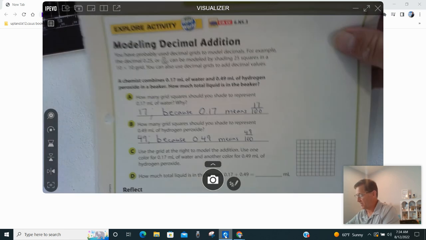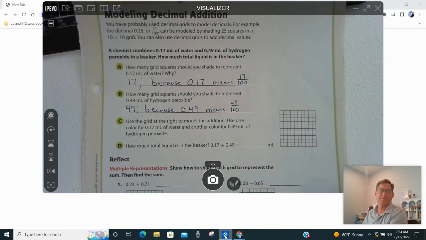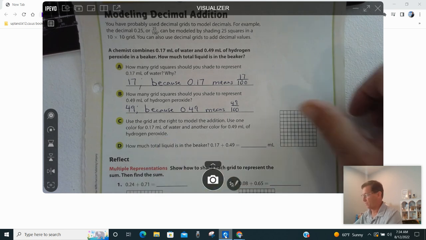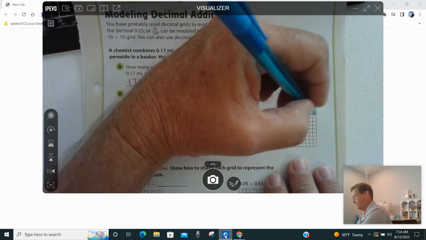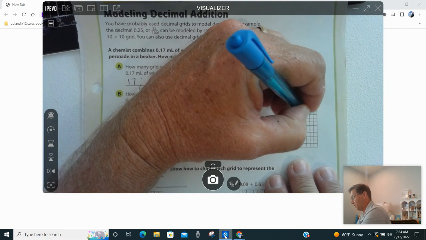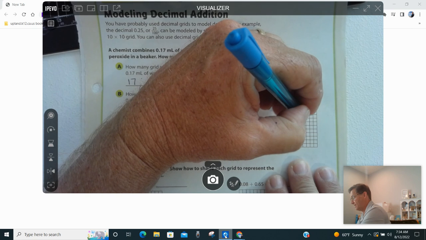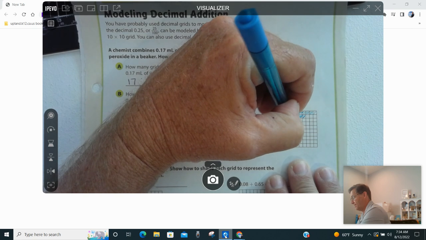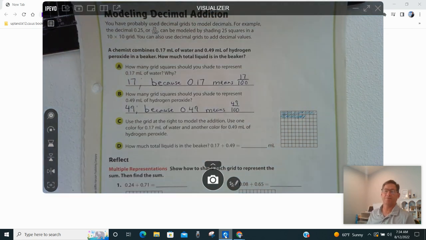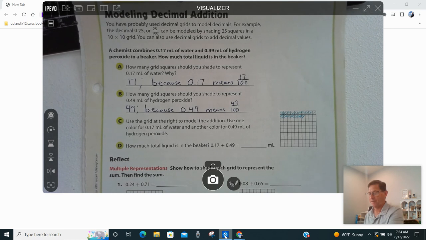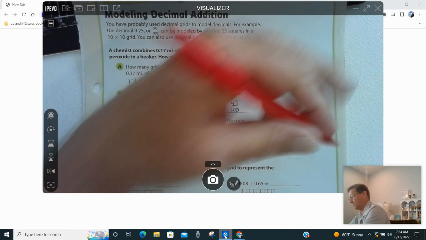All right, so use the grid to the right to model the addition. Use one color for 17 hundredths milliliter and another color for 49 hundredths milliliter. All right, so 17 hundredths. We know this is a 10 by 10 grid, so it doesn't matter which order you shade. Okay, so that represents 17 hundredths, and the other one represents 49 hundredths.